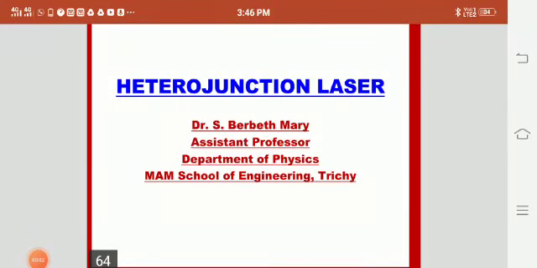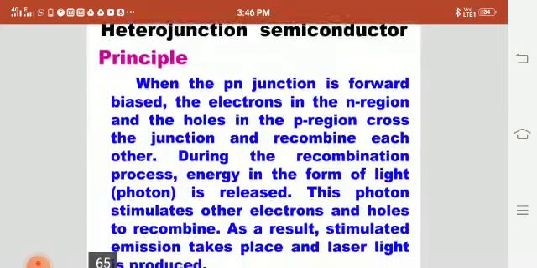Good morning to all. Today we will discuss heterojunction laser. The discussion goes like the principle, construction, working, applications and advantages of heterojunction laser. First we'll see what is heterojunction laser.